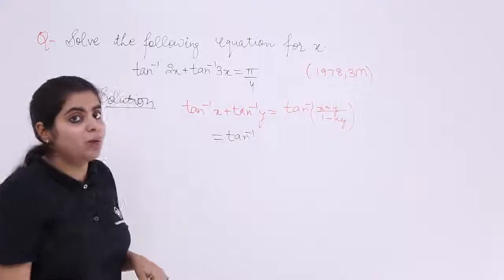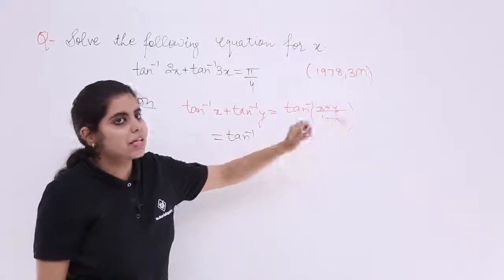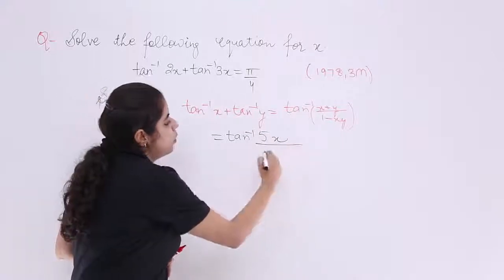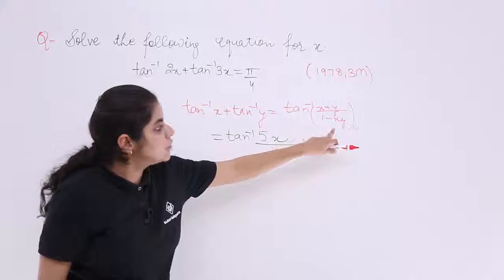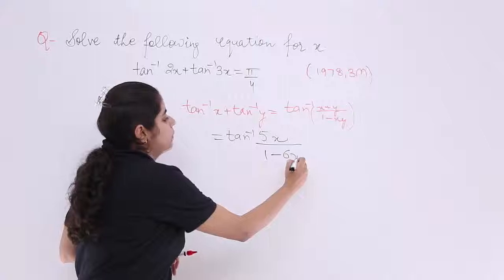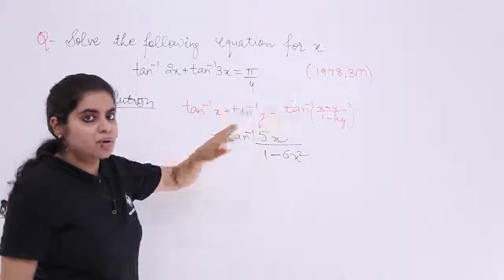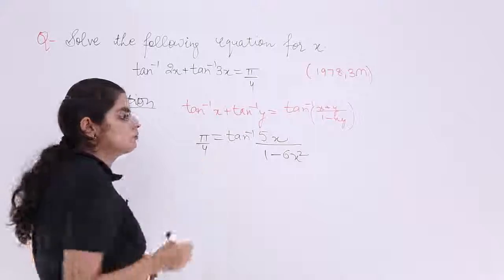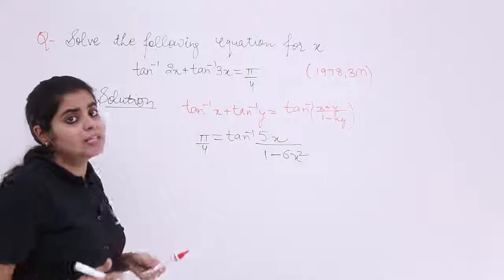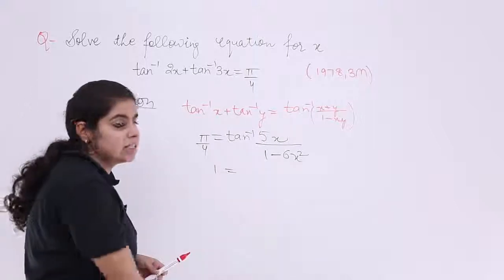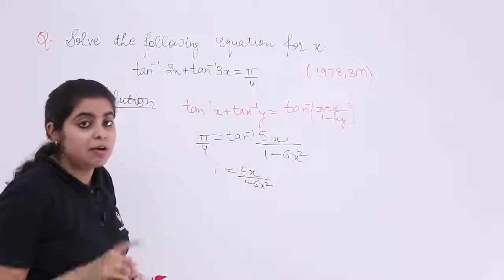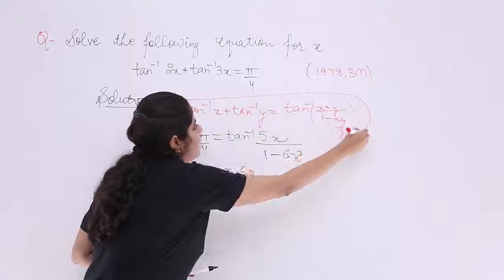By the usage of the same formula, tan inverse of first term plus second term, 2x plus 3x, which is 5x, upon 1 minus first term into second term, 2x into 3x, which is 6x square, and is equal to pi by 4. The right side does not change. No doubts in it. Now, tan inverse goes to the other side, it becomes tan pi by 4. What is tan pi by 4? It is 1, is equal to 5x upon 1 minus 6x square. Since this was a formula, let's write it in a big box.